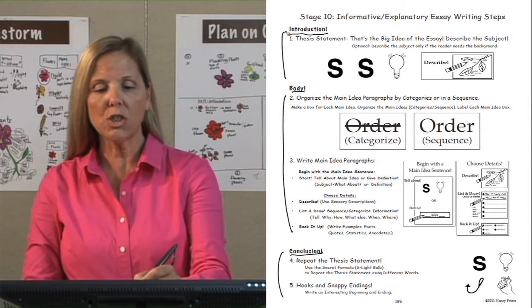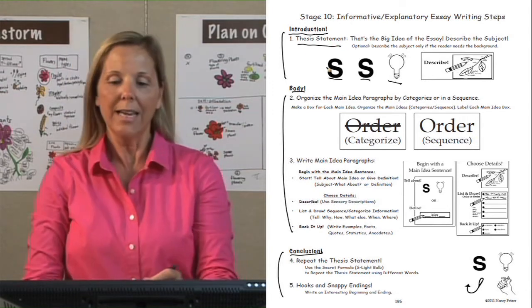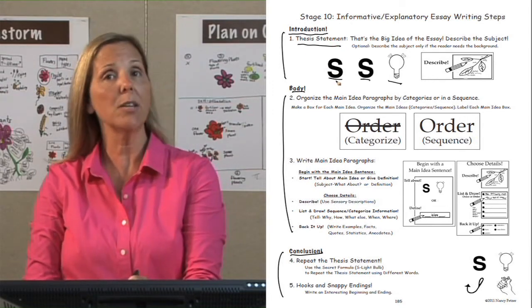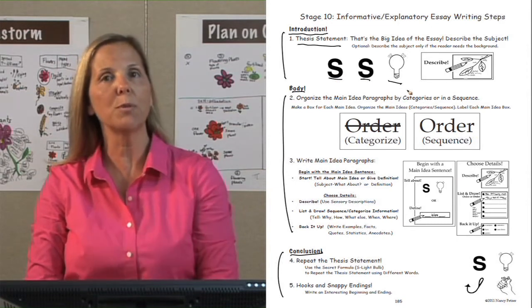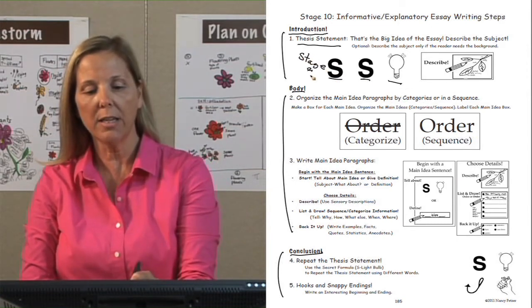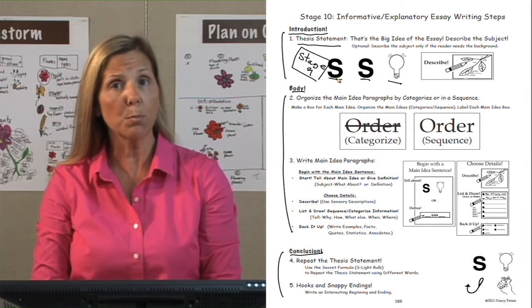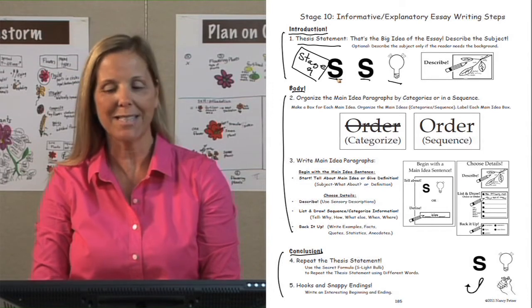The introduction is where we're going to write our thesis statement. In Stage 1, we have our thesis statement using our SS light bulb secret formula. Refer back to Stage 9 for all the steps and watch the video that shows explicitly how to form thesis statements.